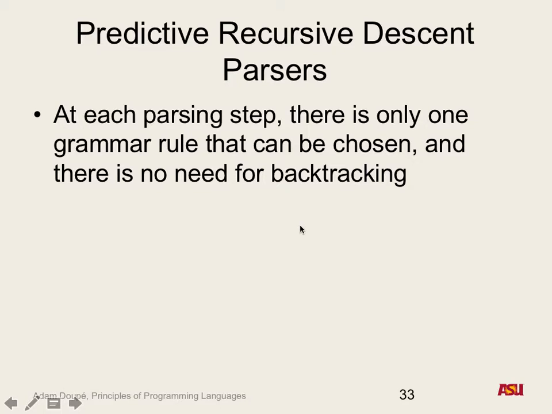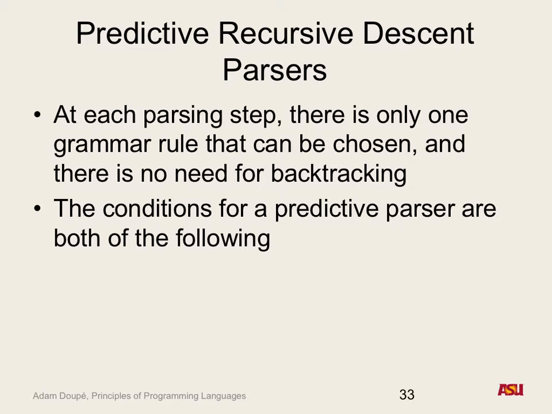This is where it's important when we talk about no backtracking. For each grammar rule, when we have a choice, does A go to B or A go to C, we want to make that decision just looking at one token ahead, and we will never backtrack and change that decision.